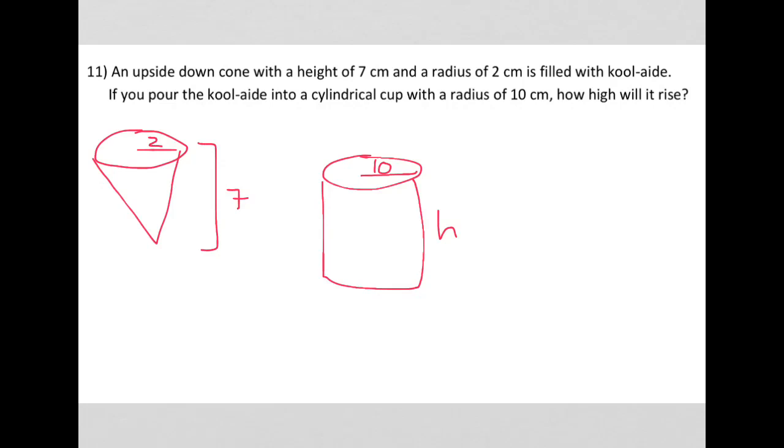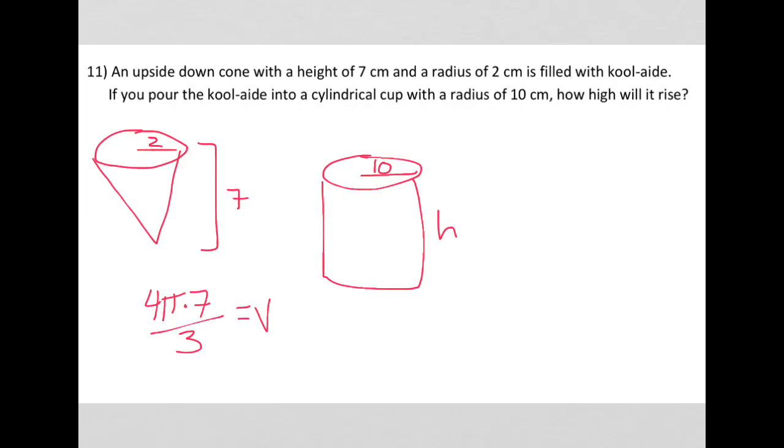Well, let's find the volume of the Kool-Aid in the cone, assuming that it is filled to the top. The volume of the cone is going to be the area of the base, which is pi r squared, 4 pi, times the height divided by 3. That's going to be our volume, and we want to know how high will that rise.